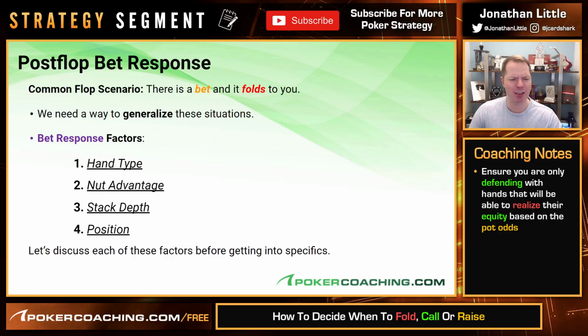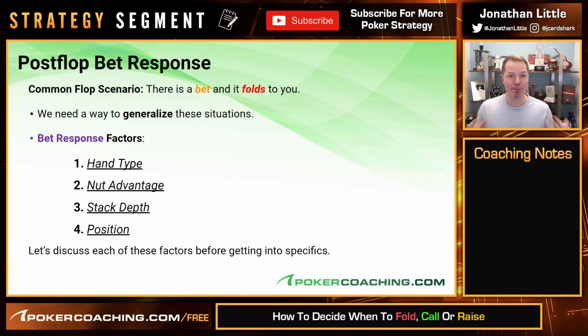Okay? Realize it's been a little bit math heavy so far, but we'll shy away from the math. All right. A common flop scenario that you're going to face is when there's a bet and then it folds around to you, or if you're heads up, someone bets and it's on you. We need a way to generalize these situations because they come up all the time. We need to develop a framework so that we can implement a strong, robust strategy.